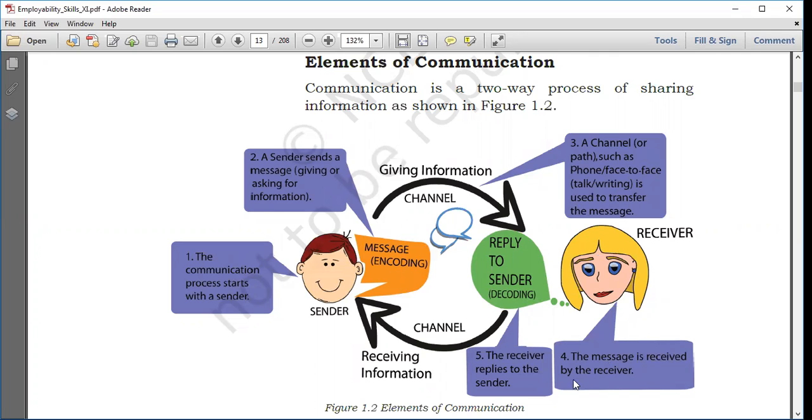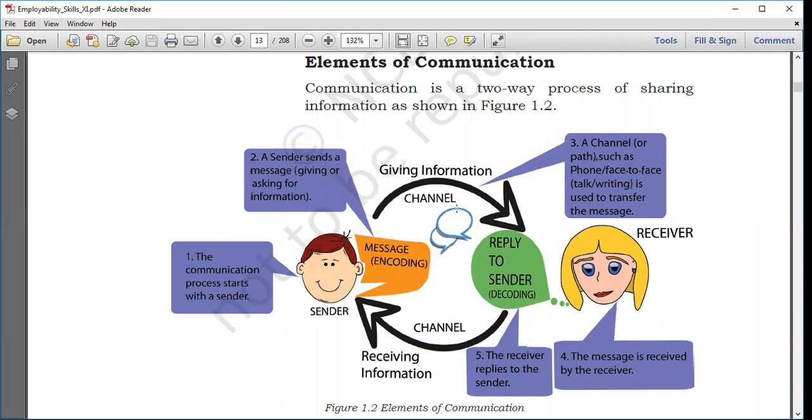The message is received by the receiver, the person who is receiving that message, which can be any information or any request, right? And then this receiver will reply to the sender. This replying is called as decoding. Encoding is sending a message, and decoding is replying to a message, right? So try to understand the message and then give a feedback or a reply to that message.